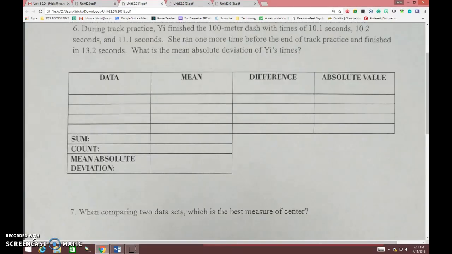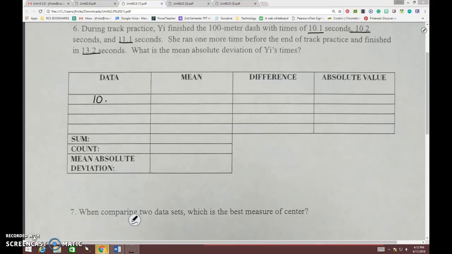Question number 6 is a really fun problem, and it's nice because it gives us this chart, but tomorrow on the test you will not have this chart. So if you like the chart, make sure you memorize it before tomorrow. In the problem, we're given 4 sets of data: 10.1 seconds, 10.2 seconds, 11.1 seconds, and then her final time, which is 13.2 seconds. So we need to write those down.